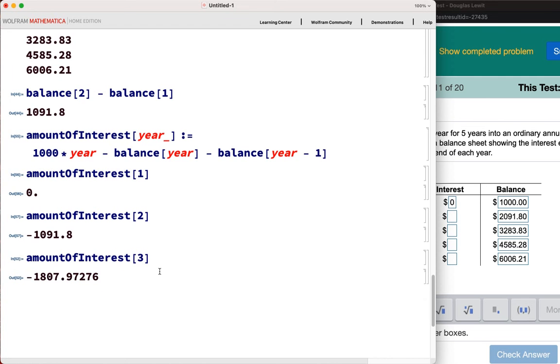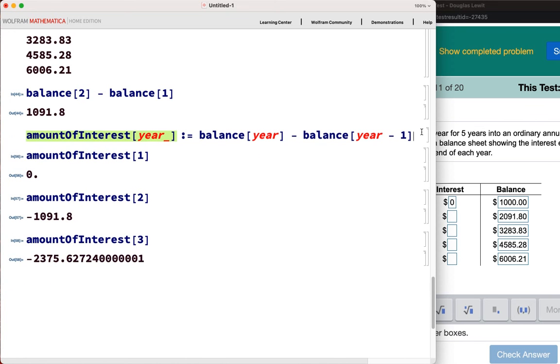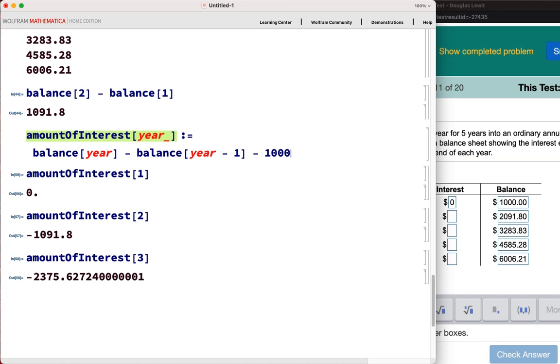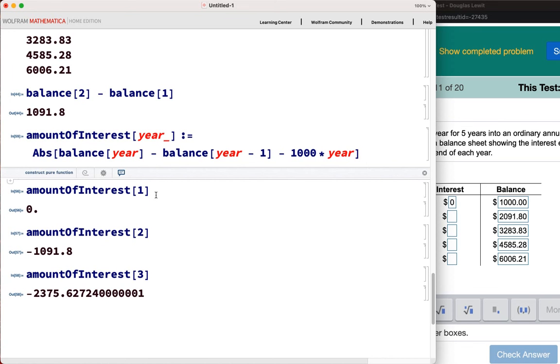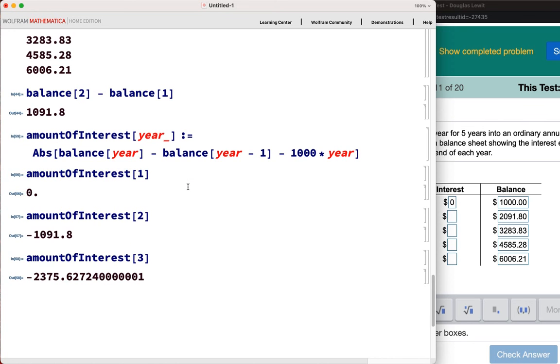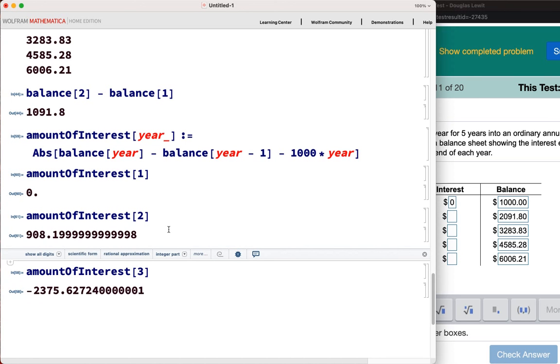Yeah, this is not, okay, so this is really, okay. Hold on a second. This got very badly screwed up. So actually, hold on a second. Sorry, guys. Minus 1,000 times the year. And you know what I'm going to do? We'll just do the absolute value of that amount. I'm pretty sure this is the correct formula. So for the first year, it should be 0. For the second year, $908 and let's say 20 cents.